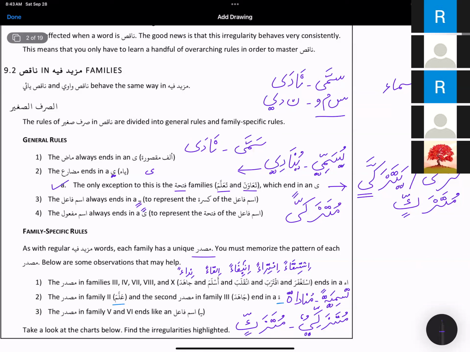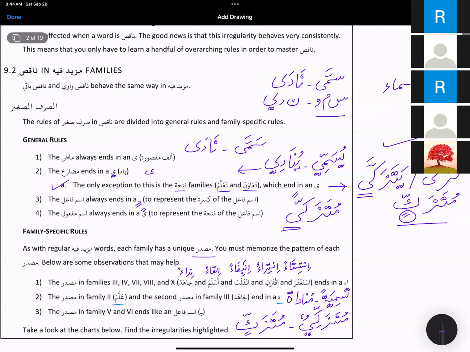Then ism fa'il always ends on two kasras, and these two kasras are going to be on the last letter. For example, the ism fa'il for yatazakka, the zakka family, is going to be mutazakkin. So to show that this is ism fa'il, now we need to look at the last letter. Mutazakkin would be ism fa'il, and mutazakkan like this with alif maksura would be ism maf'ul.